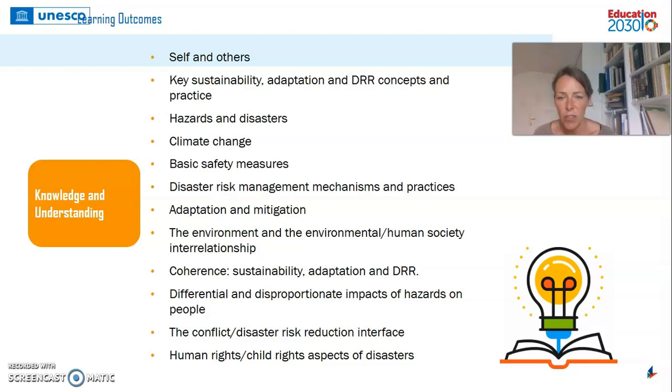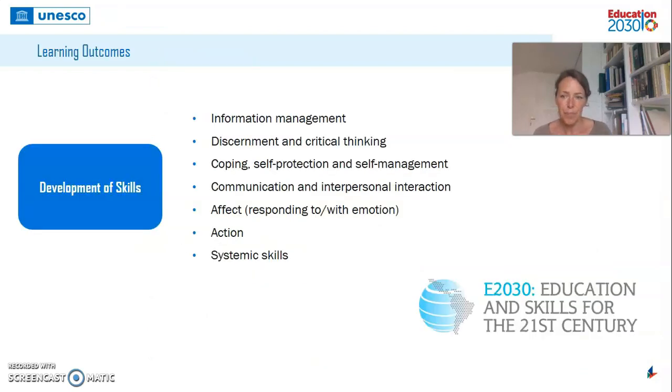what is the definition and the causes of climate change, basic safety measures, what is adaptation and mitigation, but then also what repercussions do disasters have with regard to conflict, exacerbating or triggering conflict. What does that mean in terms of human rights? What implication does it have for gender equality, for example.